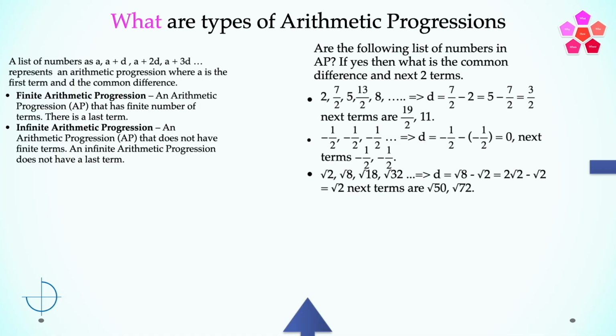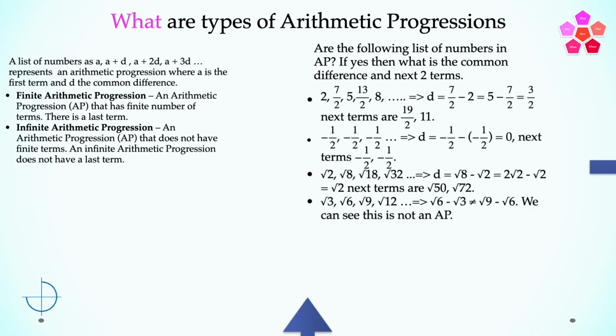The next list of numbers is root 3, root 6, root 9, root 12. Here we see root 6 minus root 3 is not equal to root 9 minus root 6. So here we can see that the list of numbers is not an AP, that is not an arithmetic progression. I am assuming that you understand how to subtract roots. We cannot subtract roots directly.